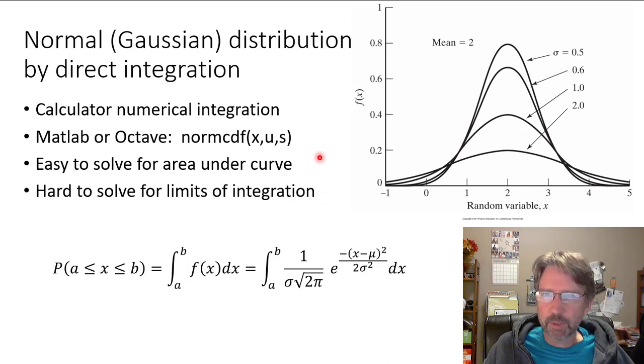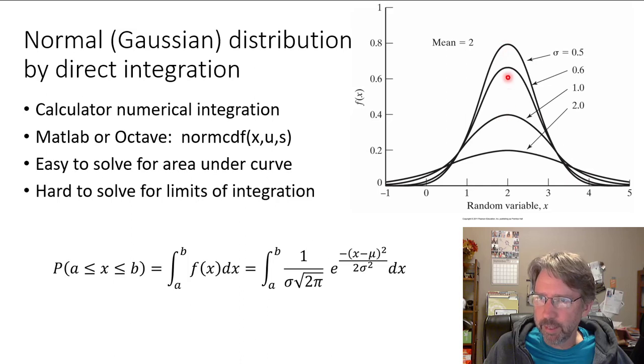So some of the options for finding the area under the curve are using your calculator's numerical integration function. It may actually have a normal distribution function built in if you read the help. In MATLAB or Octave, the MATLAB clone, there's a function called normcdf where you give it the value x, the mean, and the standard deviation, and it will find the area under the curve. With either of these, it's pretty easy to find the area under the curve.